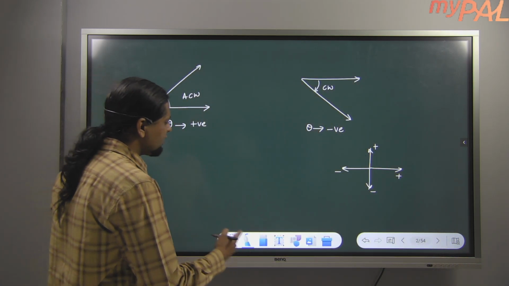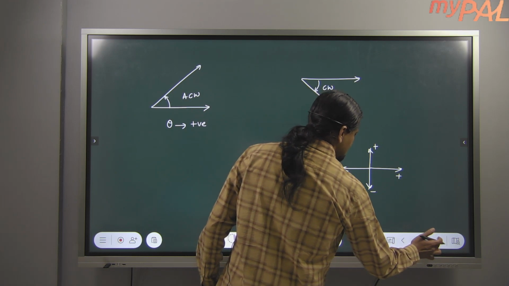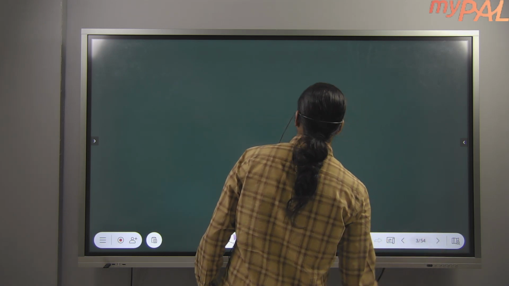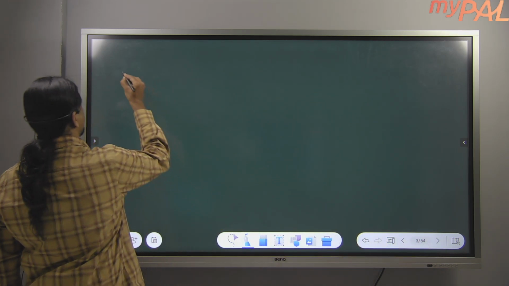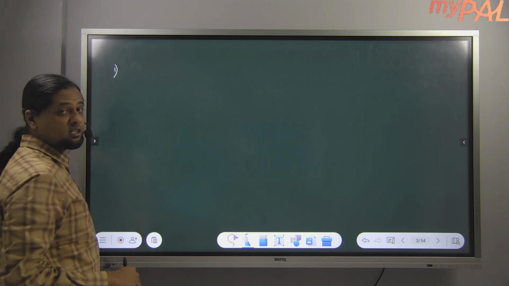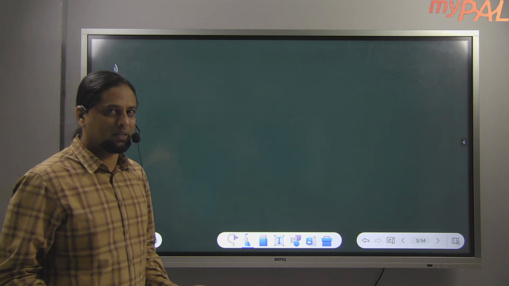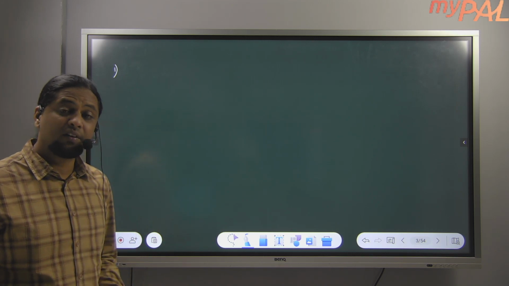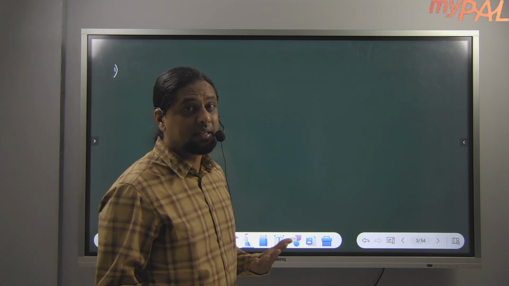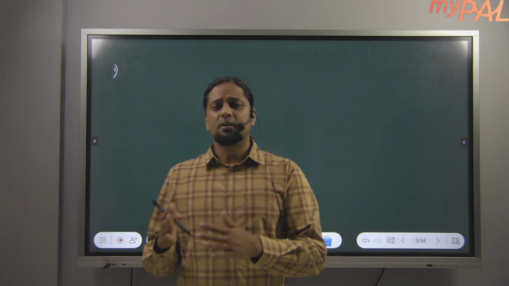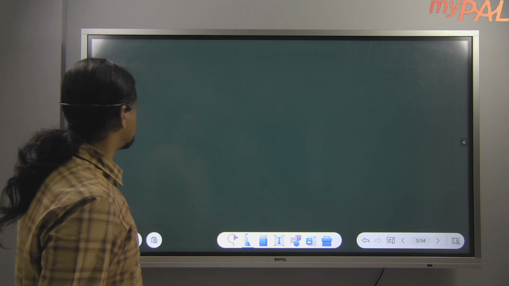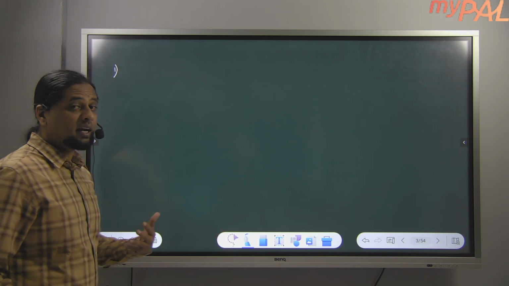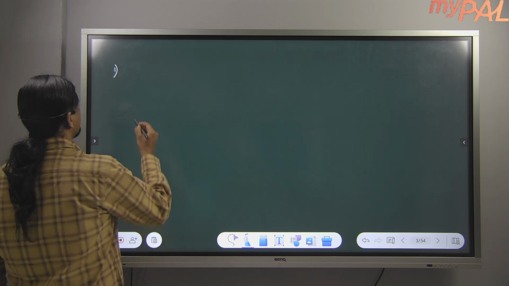Now, whenever I'm measuring angles, there are different types of measurement systems. Like in physics, there is the SI unit system, the MKS system, and the FPS system, foot pound second. There are different types of measuring systems, and in the same way for angles we also have different types of measurement systems.